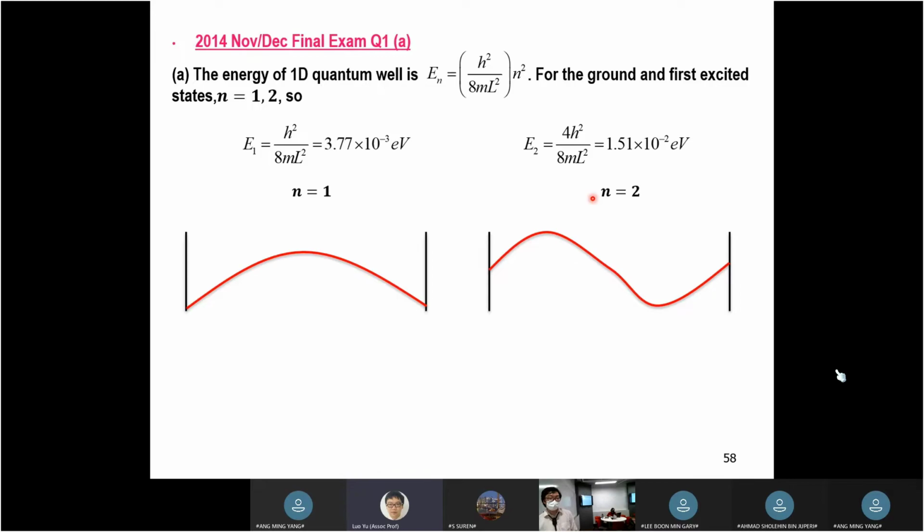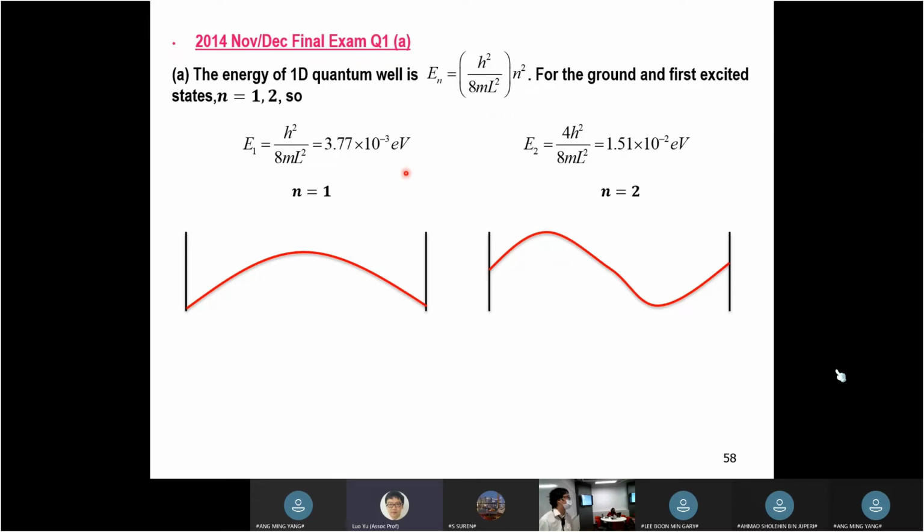So first, let's look at the infinitely deep quantum well. As I said, N equal to 1 and N equal to 2, you directly substitute N into this formula. So you can get what is my E1, what is my E2. And then the corresponding wave function: N equal to 1 has 1 pattern, N equal to 2 has 2 patterns. 3 marks for this, 3 marks for this, 3 marks for the N equal to 1 pattern, 4 marks for N equal to 2. Okay, so this is how the marks are constituted for the first part.